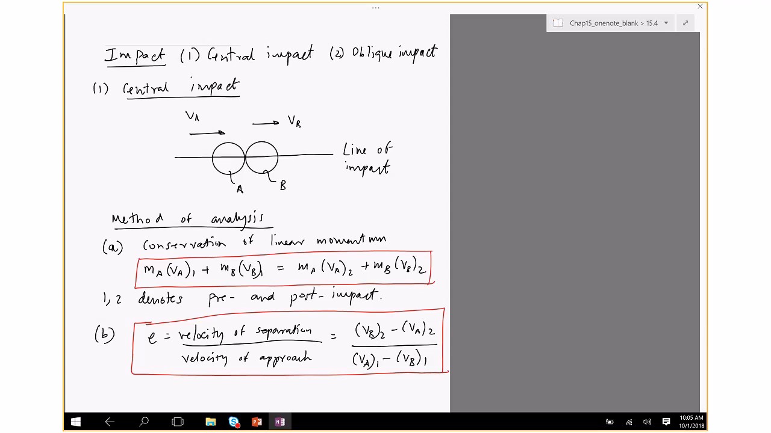Okay, so today's class is on impact, and we'll study two kinds of impacts. One is central impact, which I just drew, and oblique impact. Central impact is when you have a head-on collision.